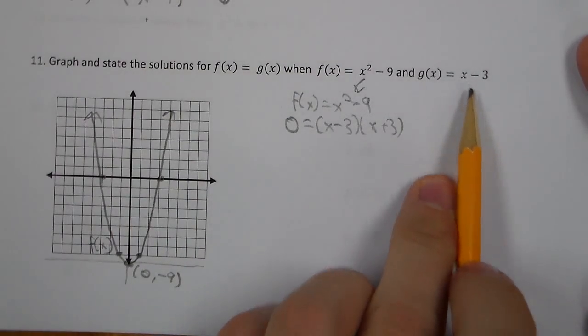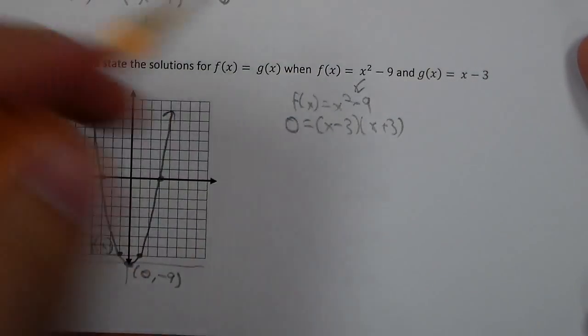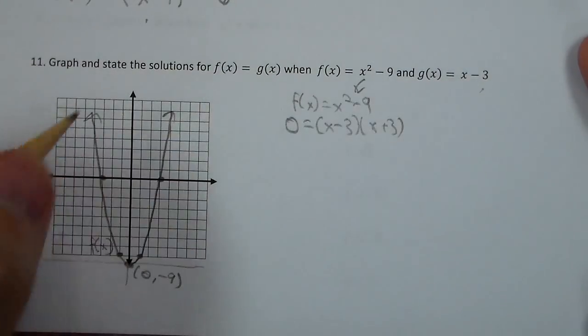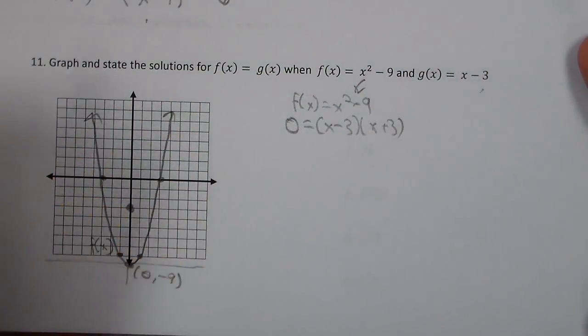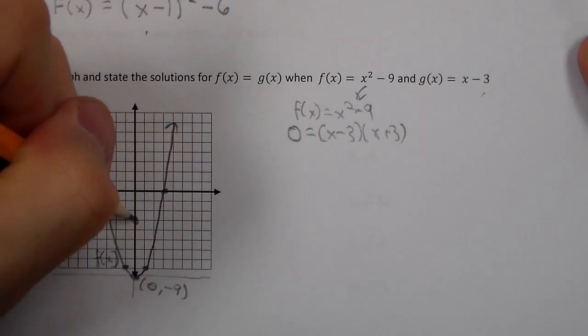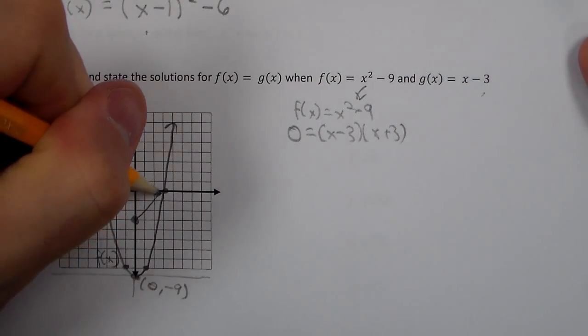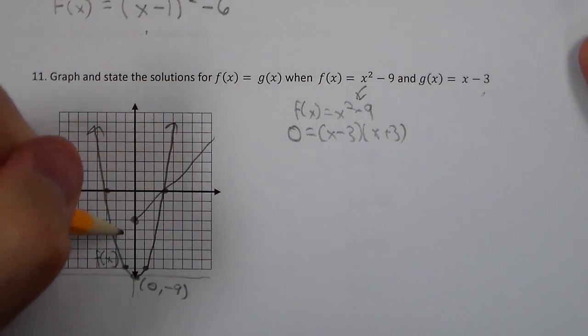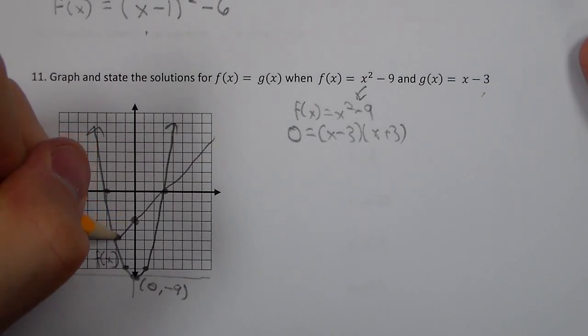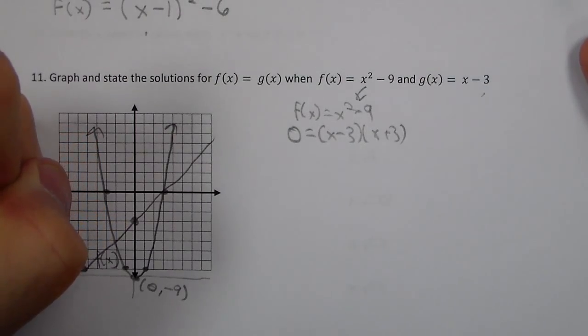Okay, g of x is x minus 3. x minus 3 is a line. The y-intercept is negative 3. And the slope is 1. So it is going to go up and over 1 unit. And we're going to go this way as well.